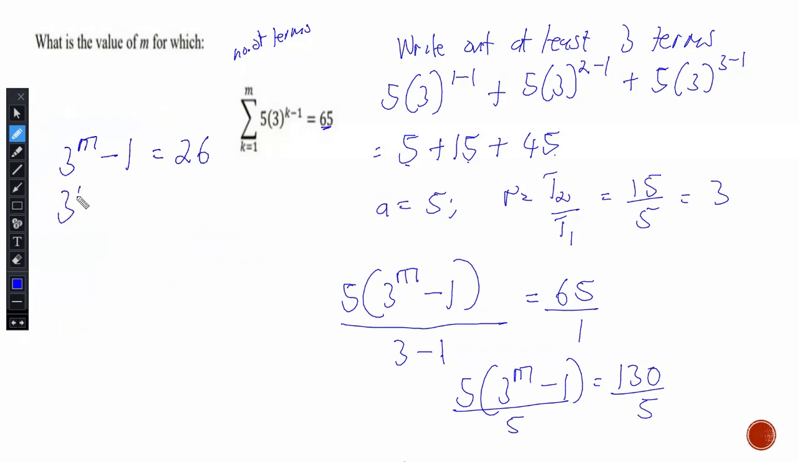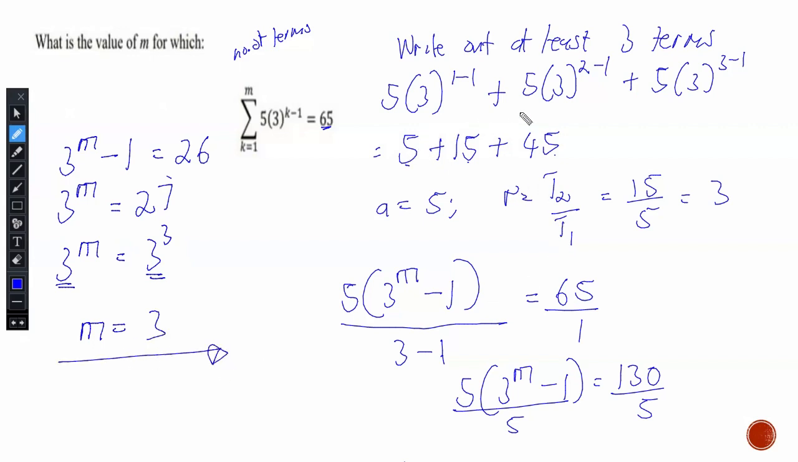Now I can say 3 to the exponent of m and take this negative 1 over to the other side, which will give me 27 if I add it to the 26. Now the 27 can be written in exponential form. If you say 27 equals, and then factorize that, then 3 to the exponent of m is equal to 3 to the exponent of 3. Now the bases are the same. That means I can drop the bases and equate the exponents. My m is equal to 3, right?